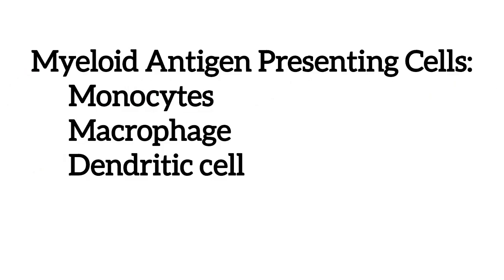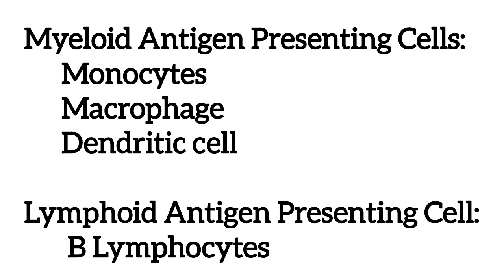Next one is myeloid antigen presenting cells. Myeloid progenitors give rise to a group of phagocytic cells, that is monocytes, macrophages and dendritic cells. These cells have professional antigen presenting cell function. Among lymphocytes, B cells are also known as antigen presenting cells. So myeloid antigen presenting cells are monocytes, macrophages and dendritic cells. Then the lymphoid antigen presenting cell is the B lymphocyte.